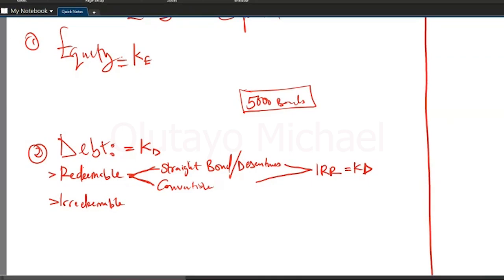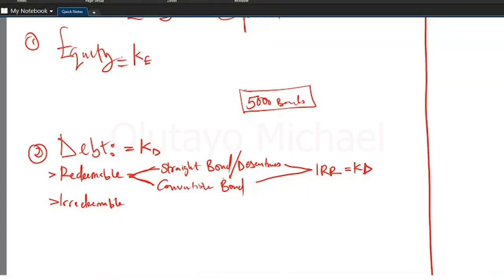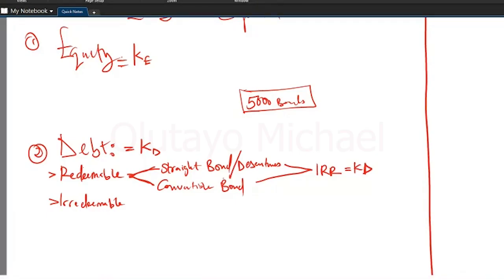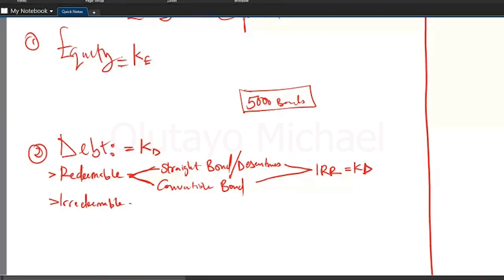But a convertible bond is not straight. Why? Because at the end of maturity, you have the option to become a shareholder in that company. That means they will convert your bond to shares. And if you accept to convert, you will become a shareholder after you have enjoyed interest as a bondholder. And when we say irredeemable debt, that one is talking about a loan, the one you obtain from the bank.